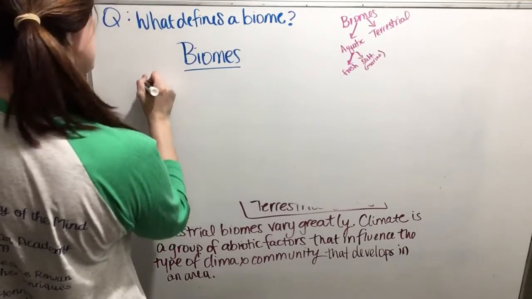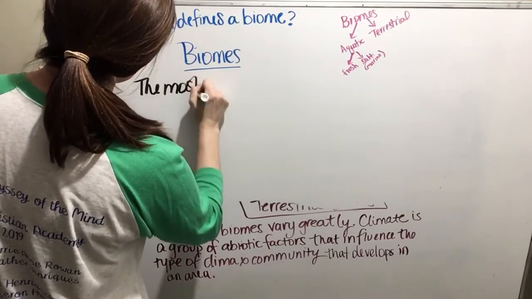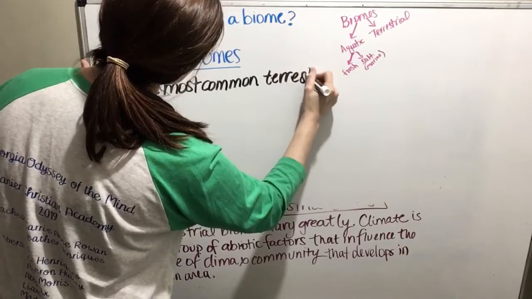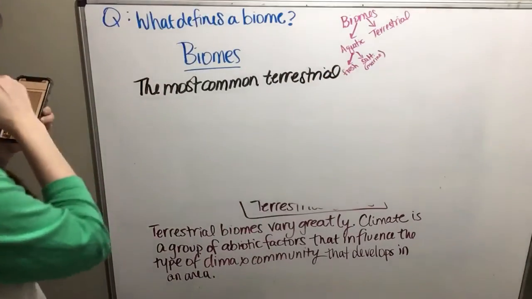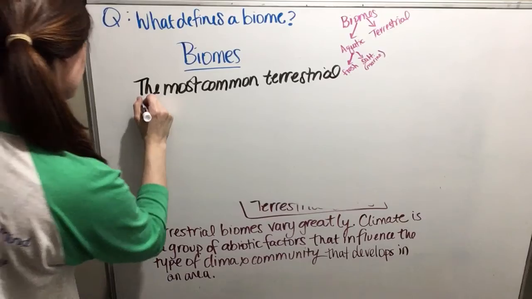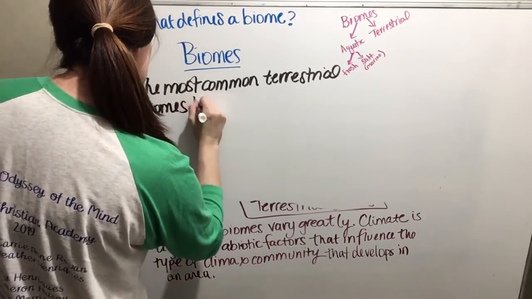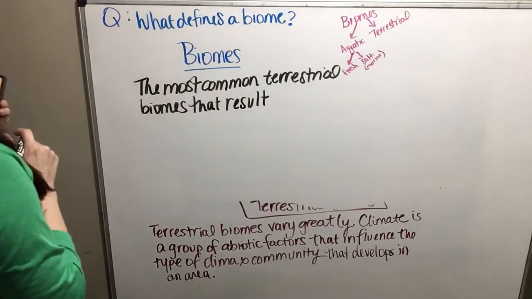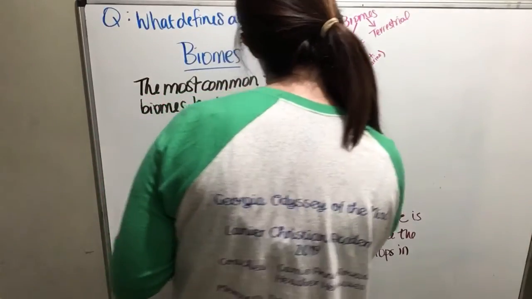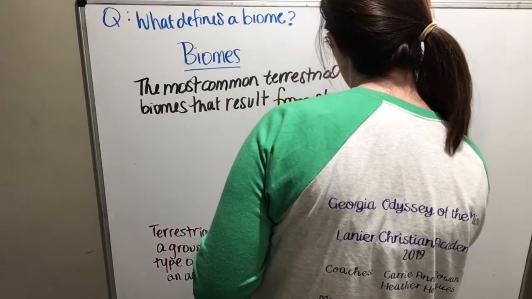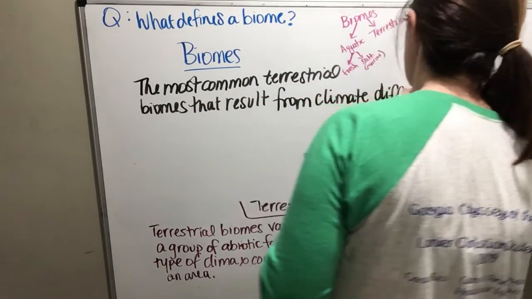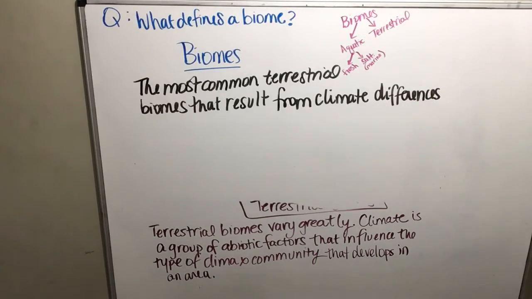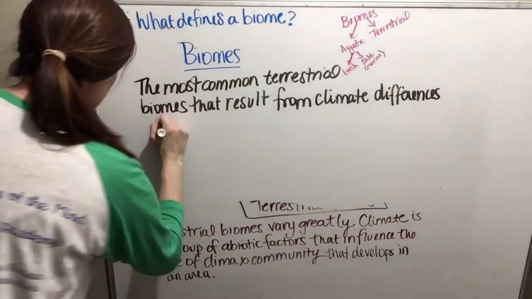So, the most common terrestrial biomes that result from climate differences are the following. So I'm just going to make a list.